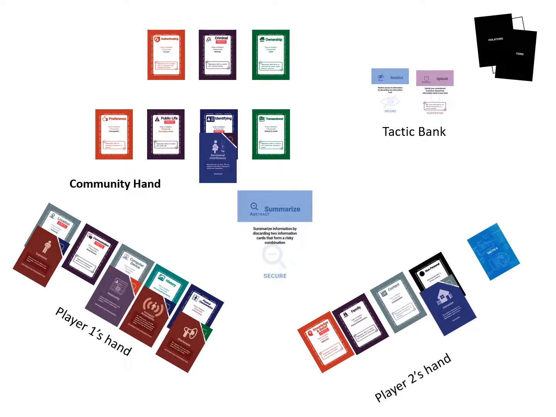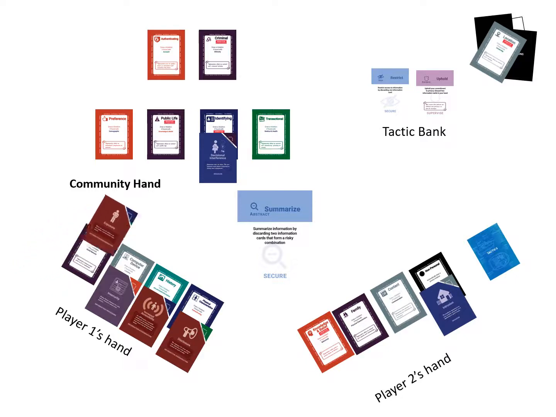Player 1 now plays the summarize card. Summarize information by discarding 2 information cards that form a risky combination. Player 1 is going to get rid of ownership and location because ownership and location form a risky combination. And by getting rid of those, they're also able to get rid of the exposure card. Now that player 1 has gotten rid of location, location was risky when found with computer device, so now we can also remove the violation associated with computer device.